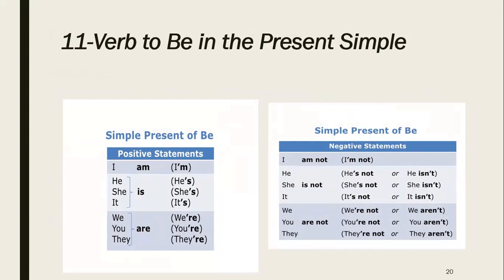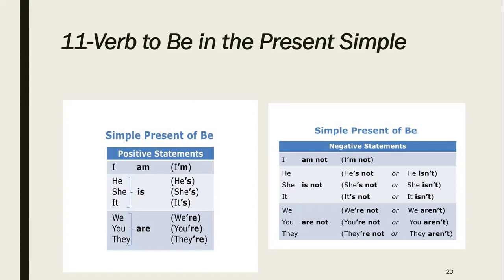I am, two words. I'm, one word. He is, two words. He's, one word. We are, you are, they are: we're, you're, they're. And if we change it into negative, we simply add not after the verb: am not, is not, are not.